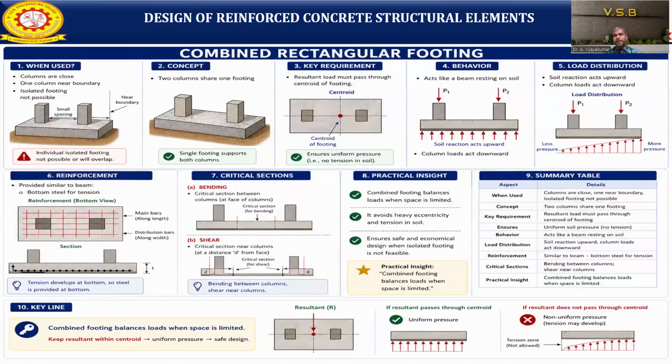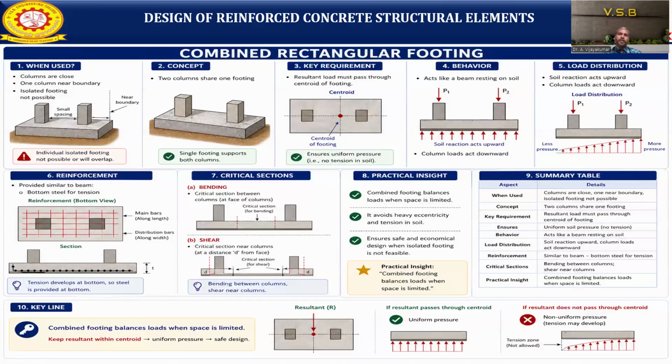So what is the concept? The key concept is that two columns are sharing one footing. The key requirement is that the resultant load must pass through the centroid of the footing. We need to ensure uniform soil pressure below the footing. As you can see, the behavior is actually like a beam resting on soil, so the load distribution is also the same. The soil reaction is upward and the column loads act in the downward direction.